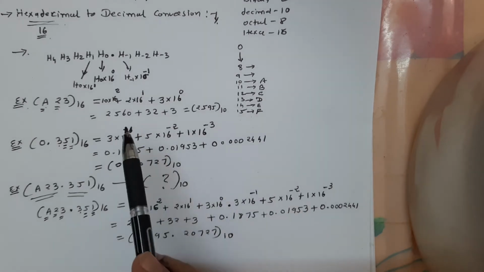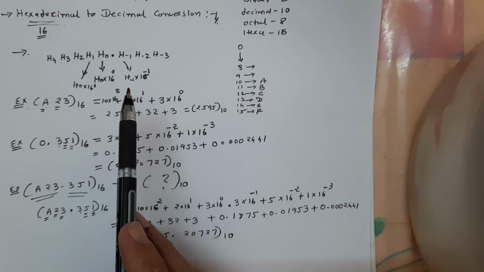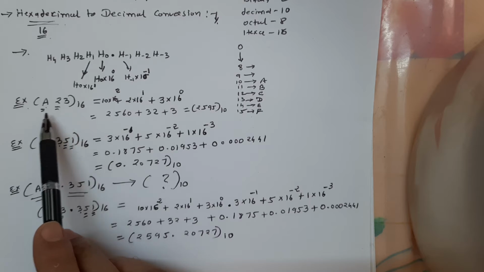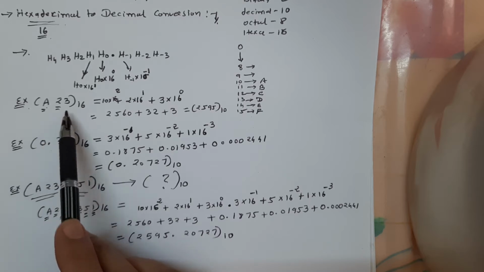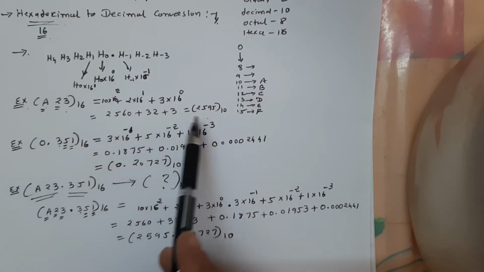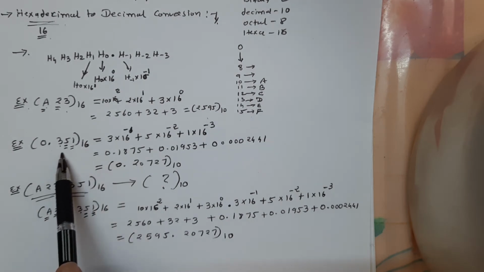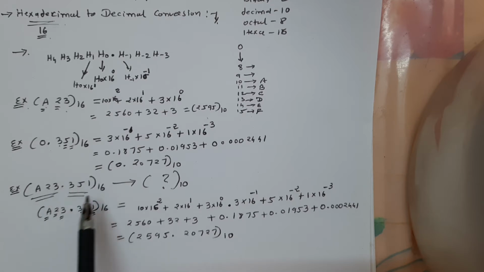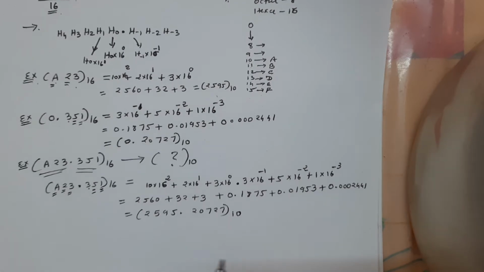The decimal point is this, the value is after the point, and both before the point and after the point, we can calculate the decimal value like this, right? So in this way we convert the hexadecimal number to the decimal number. This is very important.